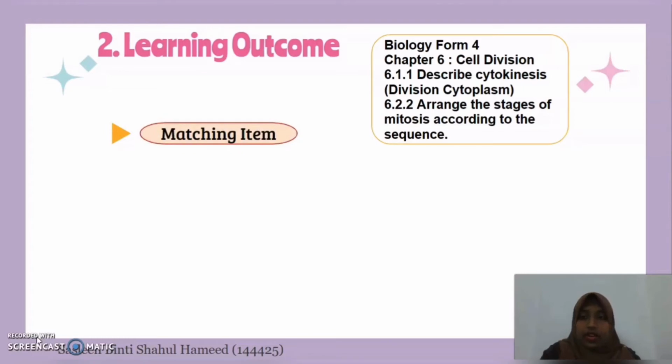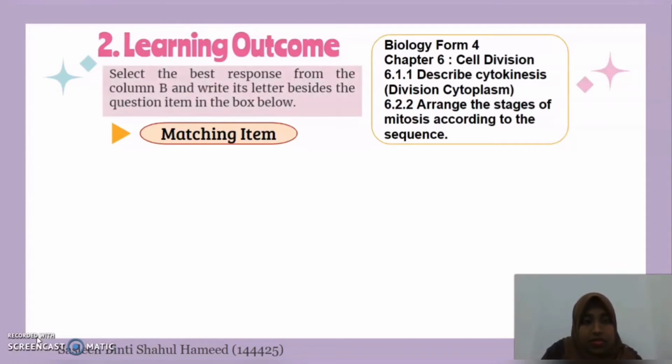Okay. For matching items, students are asked to match the items in the first column and the second column. Usually in the second column, there will be more items as options to make the task more difficult for the students. Matching items are most often used to measure lower level knowledge such as concepts and classification. Next, we will see the instruction for the question. Select the best response from column B and write its letter beside the question item in the box below.